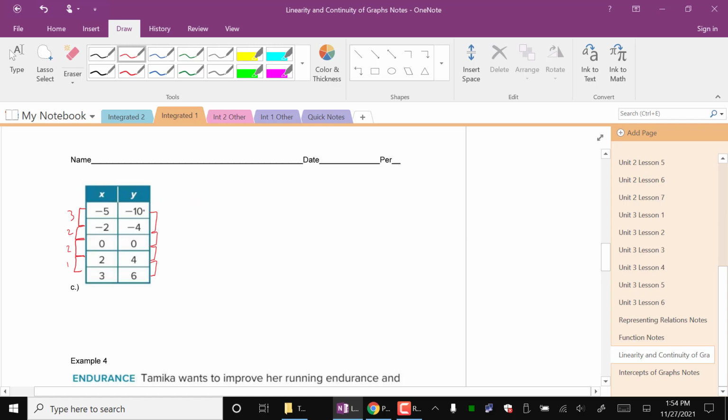And if we look from negative 10 to negative 4, that's a jump of 6. From negative 4 to 0, that's a jump of 4. From 0 to 4, that's also a jump of 4. And from 4 to 6, that's a jump of 2. Basically, for every x we add on to, we're jumping 2 over here. So since we're jumping the same amount over here, this is a linear function.